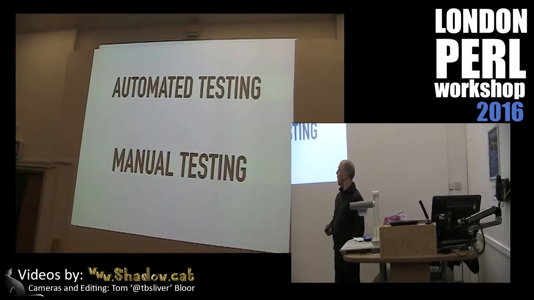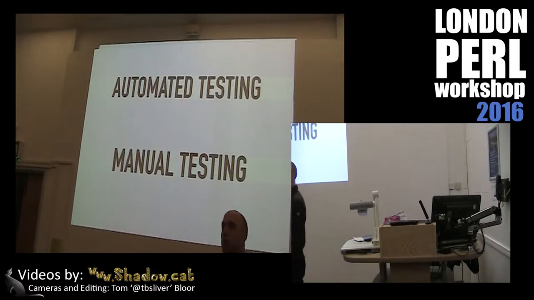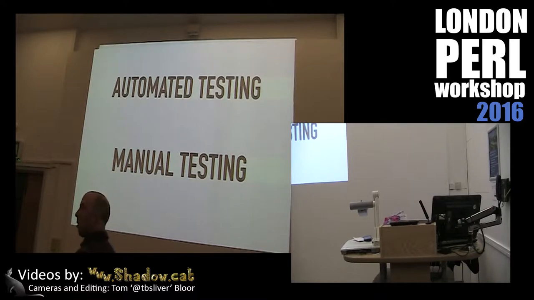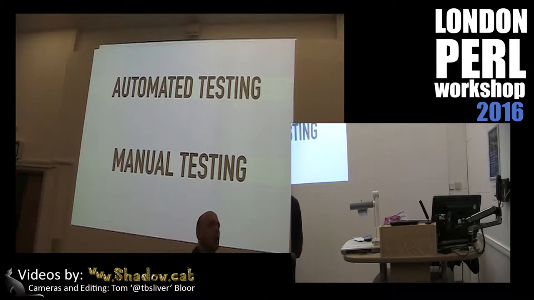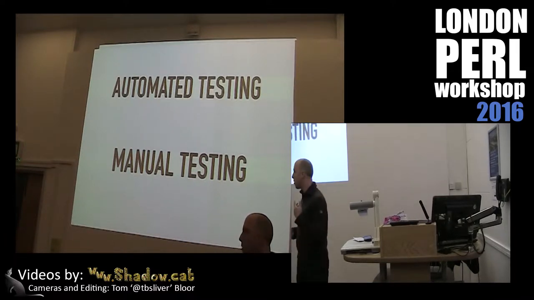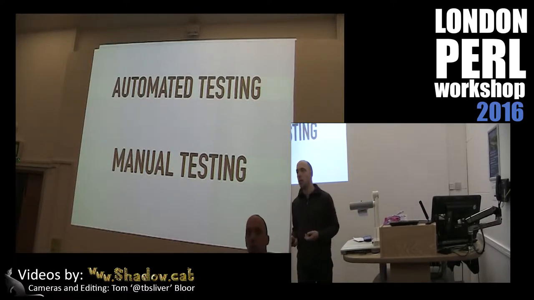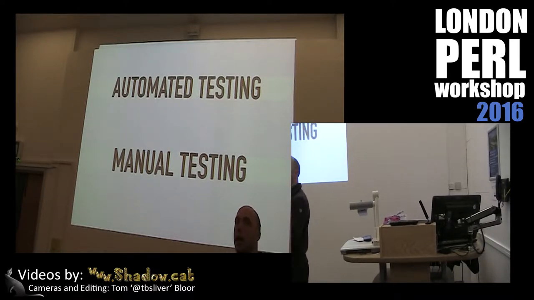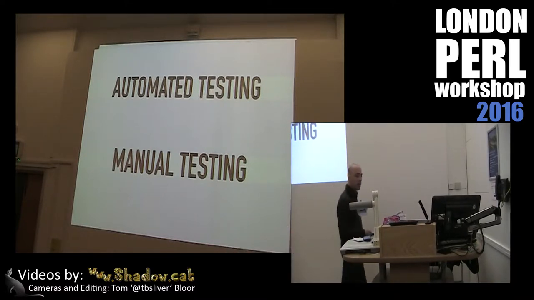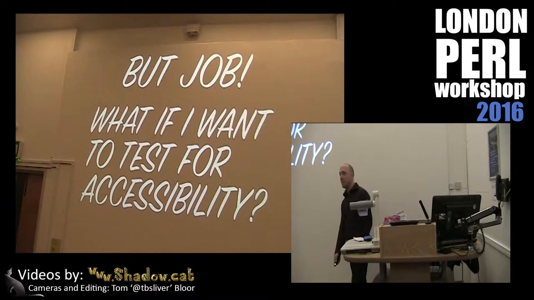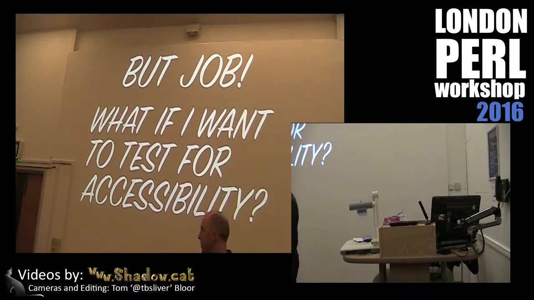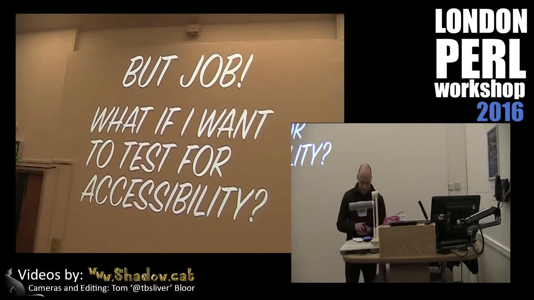And we manually test, because we also make sure that when we change stuff in our website, for instance, navigation changes don't create problems for users of our platforms, or that any changes you make don't negatively affect them. So then of course the next question is, what if I want to test for accessibility? Yeah, that's a good question.